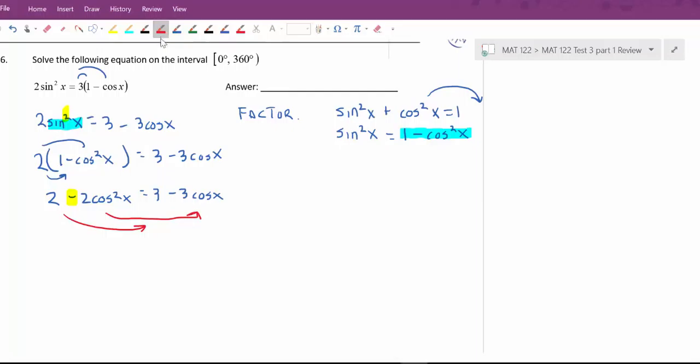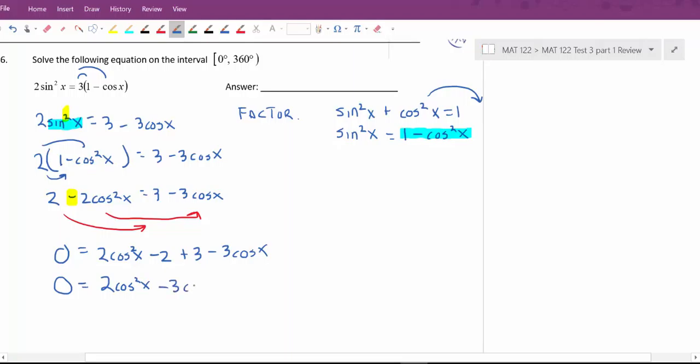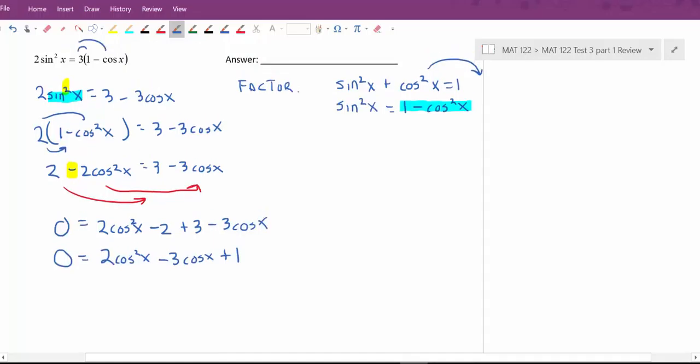Okay, so what I'm going to have is 0 equals, and I'm just going to write the 2 cosine squared x here. Then I've got the minus 2, that moves over. Then I've got these things that are going to stay, plus 3 minus 3 cosine x. And you have to be careful with doing this, because if you don't do this right, your factoring may not work. So we're going to have 0 equals 2 cosine squared x minus 3 cosine x plus 1. Okay, then that's what we're going to attempt to factor. So you have to use an identity to get anywhere in this problem, see. Okay?